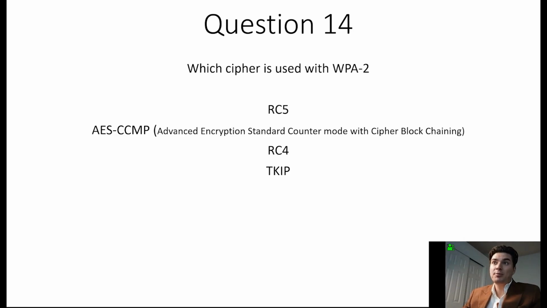TKIP, that stands for Temporal Key Integrity Protocol, and that's a security protocol used with Wi-Fi networks to enhance the security of data transmission. The improvement that it added was hashing the initialization vector and the secret key, but it was also later replaced by AES.